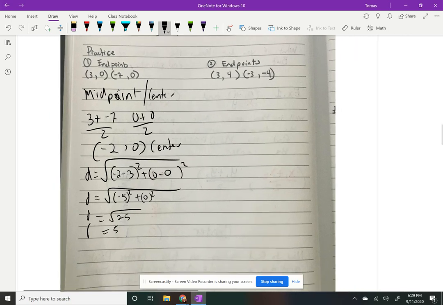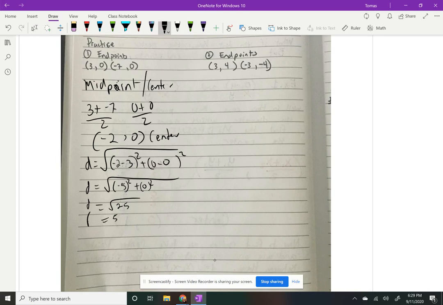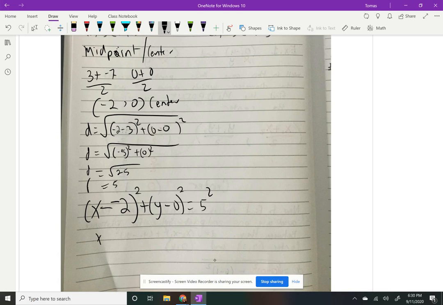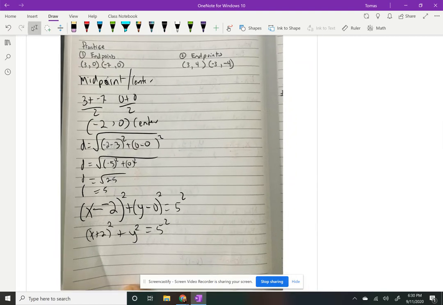So now we have our equation. We have everything we need for our equation. So we go x minus our center point, so minus 2, plus y minus 0, squared, equals 5 squared. Right here, this becomes a plus. I don't need the 0 there, and then 5 squared. And that's our equation. Really, really like these type of problems. I really do.